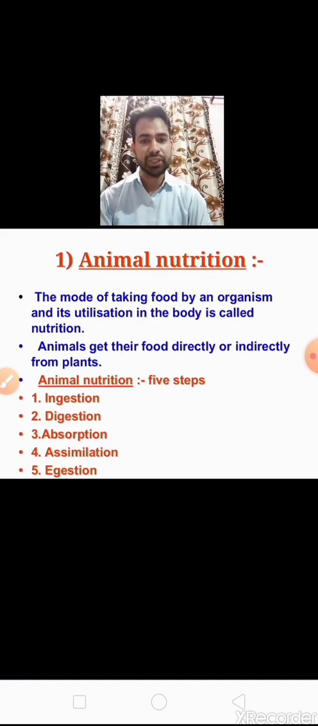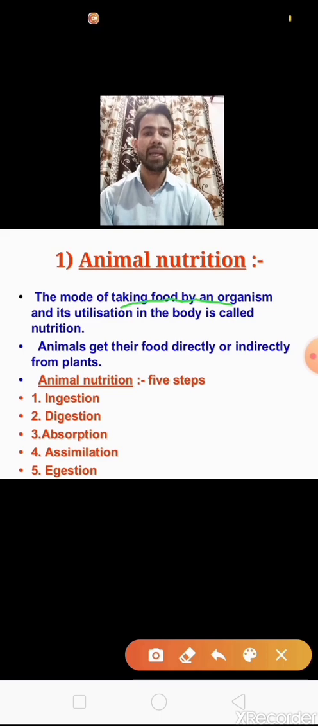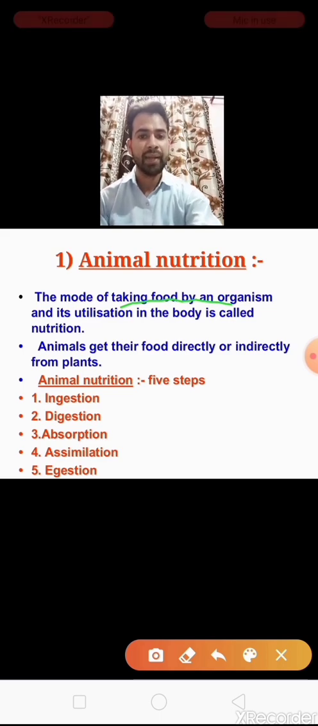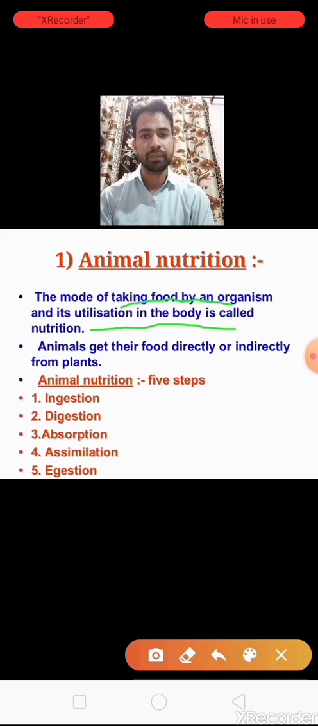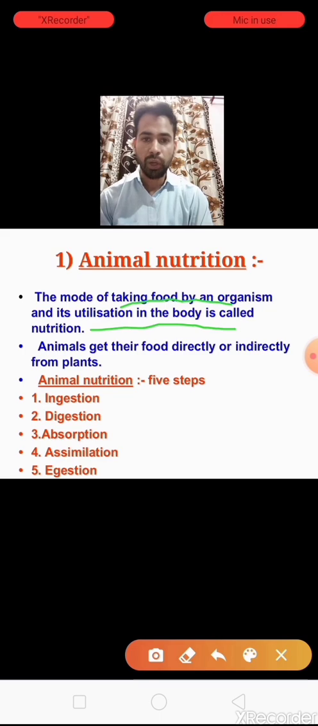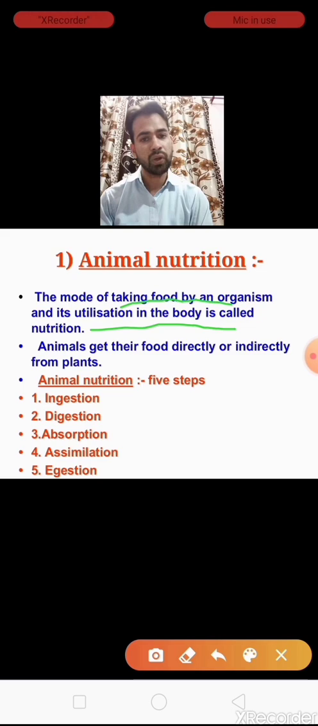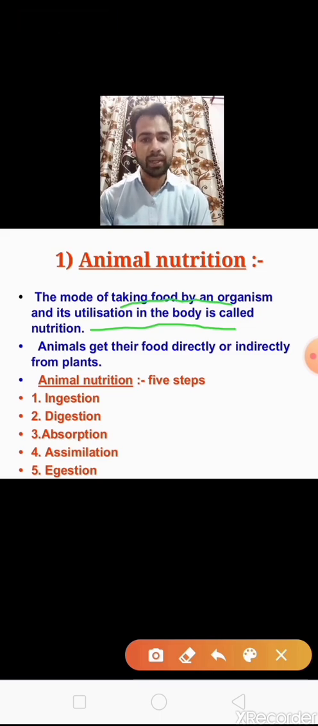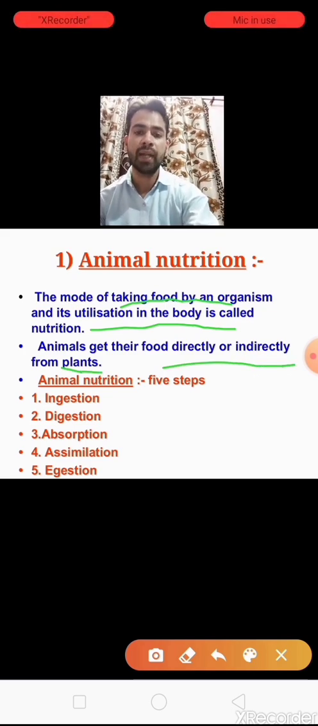See the definition of nutrition first. The mode of taking food by an organism and its utilization in the body is called nutrition. Animals, we know very well, are heterotrophs that cannot prepare their own food. For their food, they directly or indirectly depend on plants.